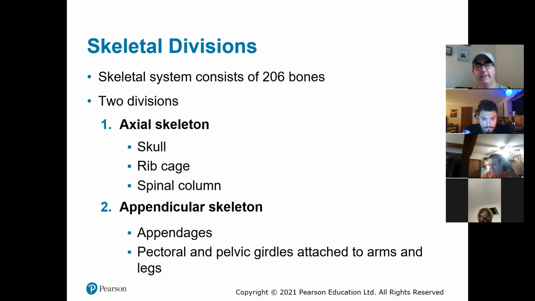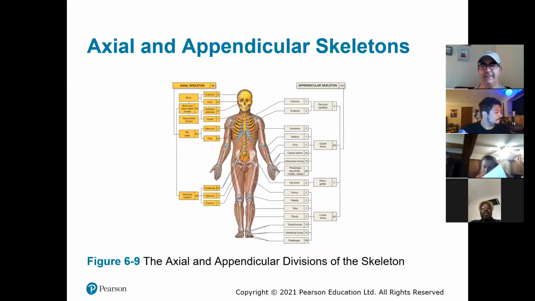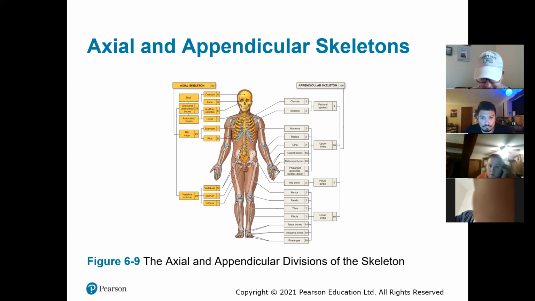Appendicular, the word appendicular comes from the same word as appendage. So the appendicular skeleton is dealing with your appendages, your arms and your legs, and what holds the arms and the legs onto the rest of the body. So in this diagram, on the left are all the bones of the axial skeleton. They're shown in yellow and labeled. And on the right are the appendicular bones. They're shown in white and labeled in white.